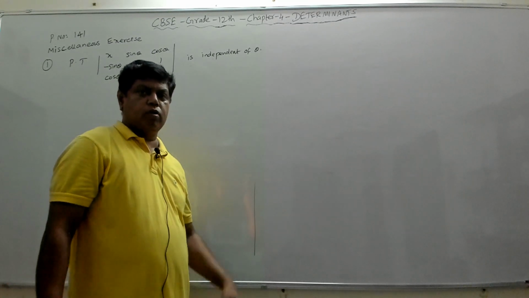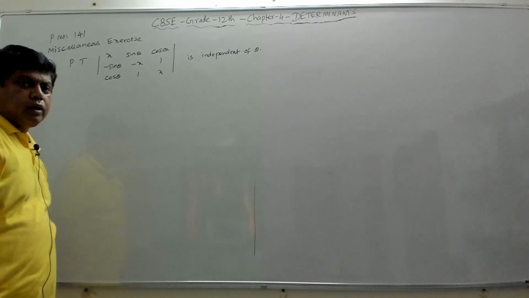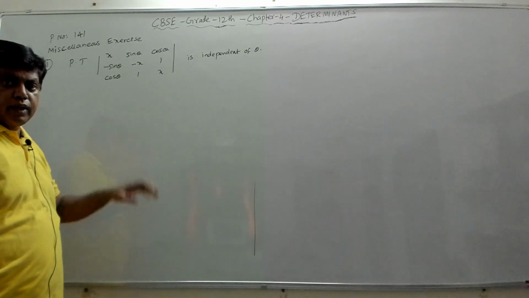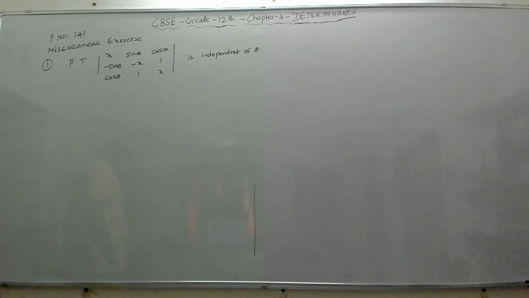In this video, we'll continue with the chapter Determinants, which is from your 12th standard CBSE Mathematics. I'll start with the miscellaneous exercise on page number 141 of your textbook.